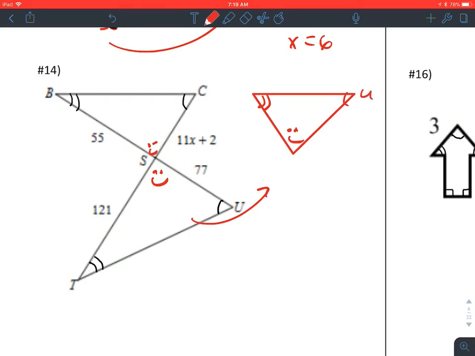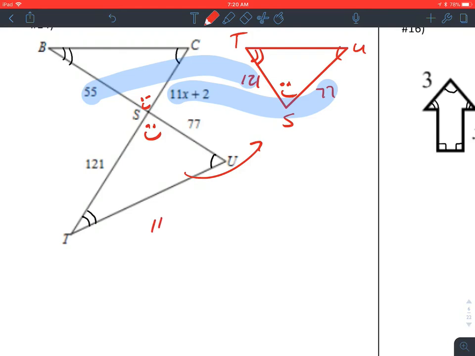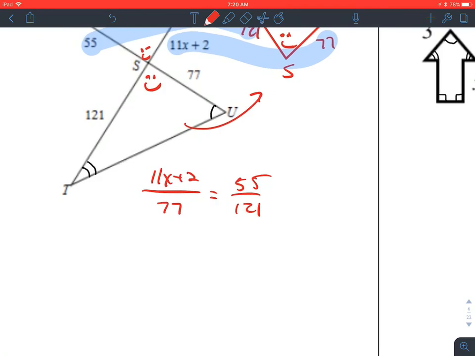Let's see, U is 1 arc, S is smiley face, T is 2 arcs. SU is 77, corresponding. TS is 121, corresponding. So 11x plus 2 is to 77 as 55 is to 121.